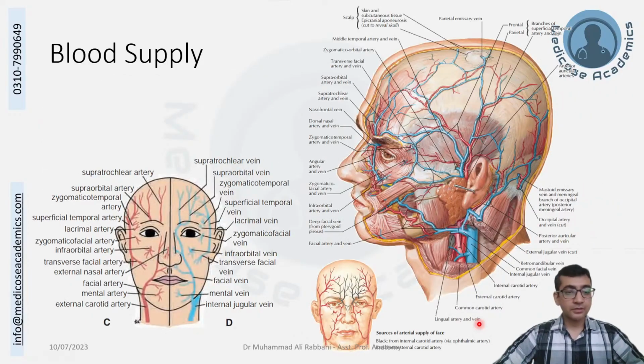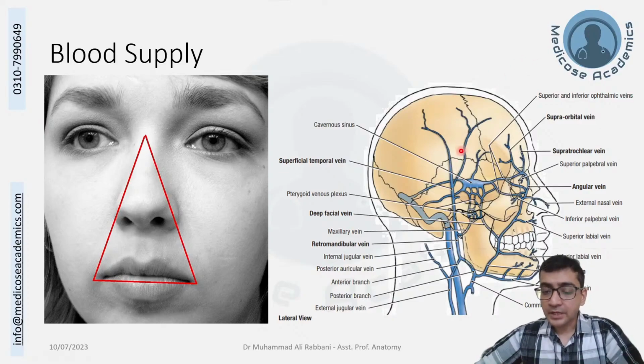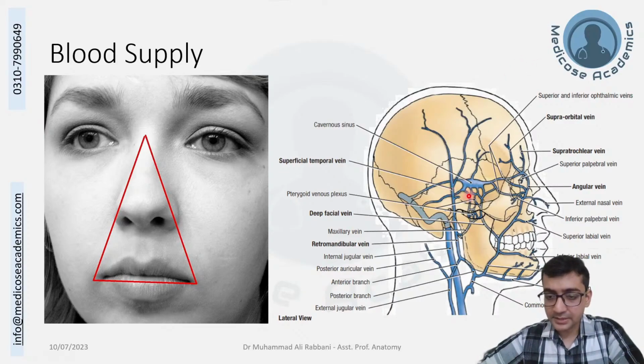Talking about the venous drainage, there will be the same veins: supraorbital, supratrochlear, zygomaticofacial, lacrimal, zygomaticotemporal, infraorbital, superficial temporal, facial vein with all the same tributaries, but they will have different draining points for some of them. Let's talk about the superficial temporal. We talked about it yesterday in the last lecture, but we'll discuss it again. The superficial temporal vein joins the maxillary vein to form the retromandibular vein. There is no external carotid vein. It forms the retromandibular vein.